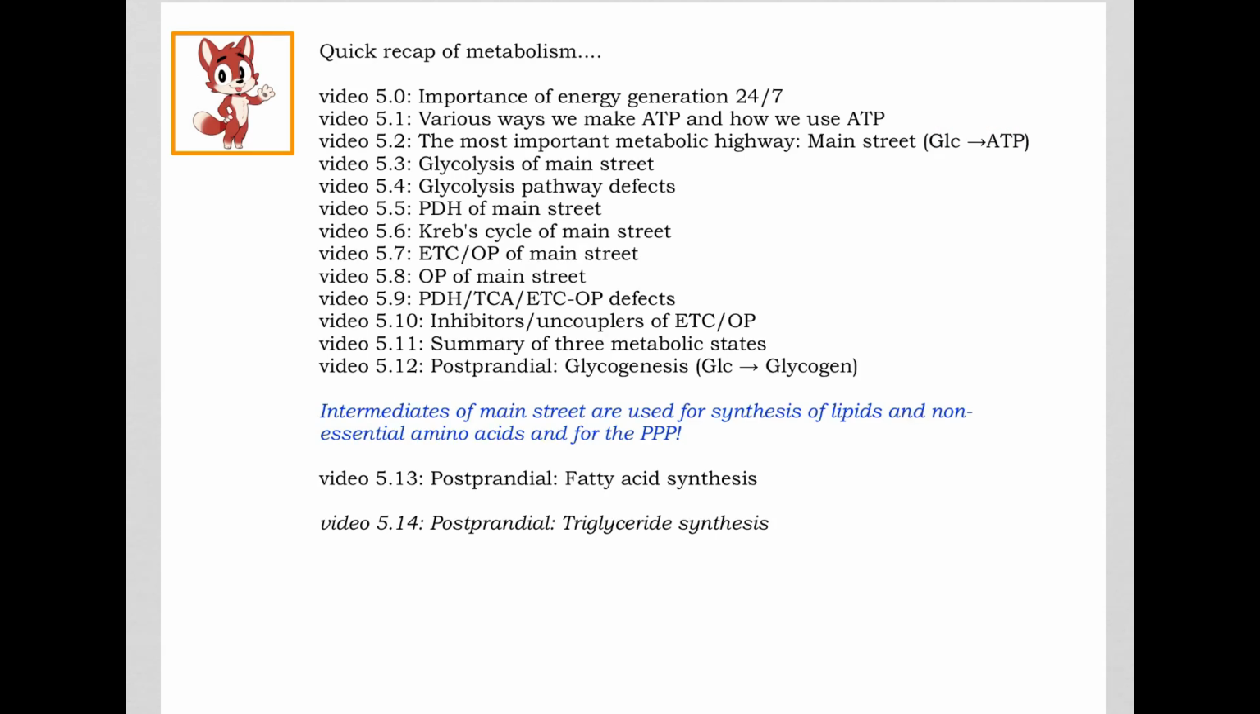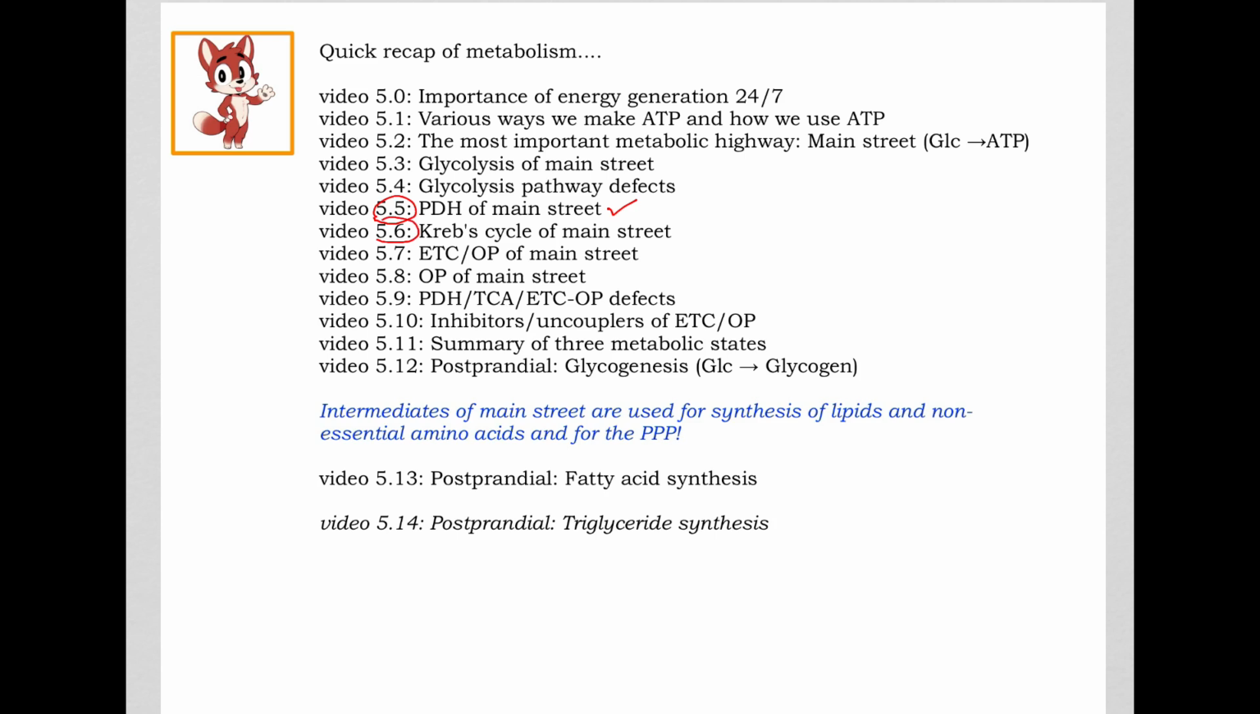And then in video 5.3, we talked about the glycolysis part of main street. In video 5.4, to appreciate glycolysis, we talked about some of the defects in glycolysis. What happens if one or more enzymes of glycolysis is missing, so that you can appreciate the importance of glycolysis. Then in video 5.5, we talked about the PDH part of main street.